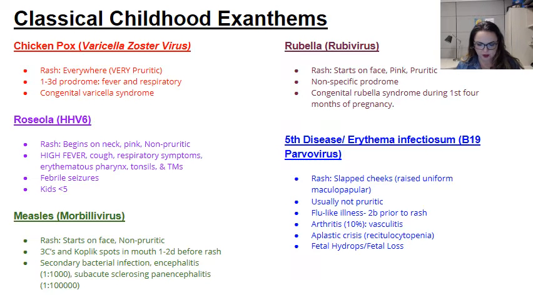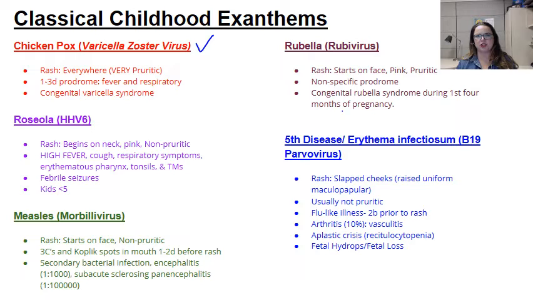All right, so here is your classical list of childhood exanthems and a quick overview of the various types. So the first is one I think most people who were a child in the pre-varicella vaccine era remember: chickenpox. I had chickenpox when I was about 4 or 5 years old, and I still remember it pretty clearly, which gives you an idea of how significant an illness it can be.